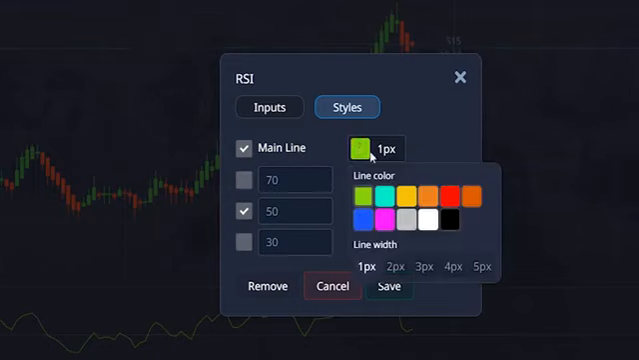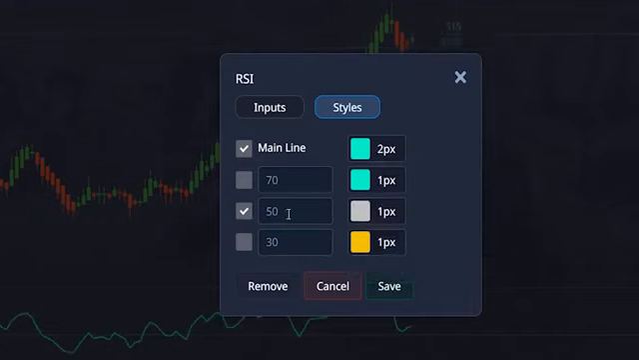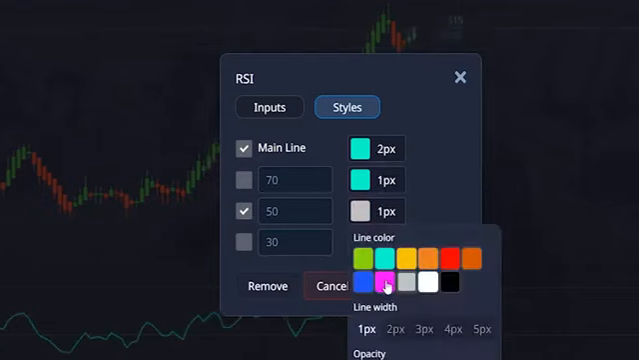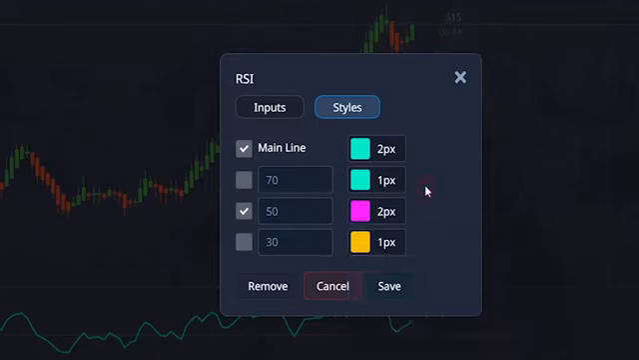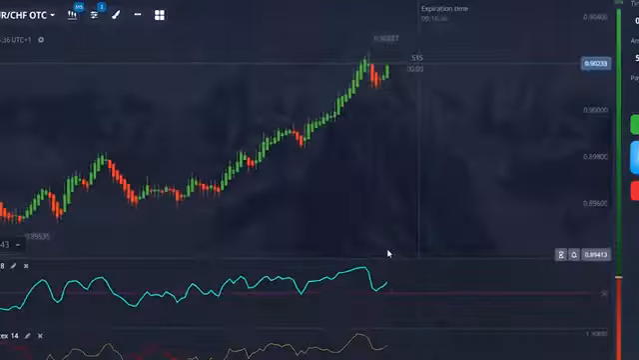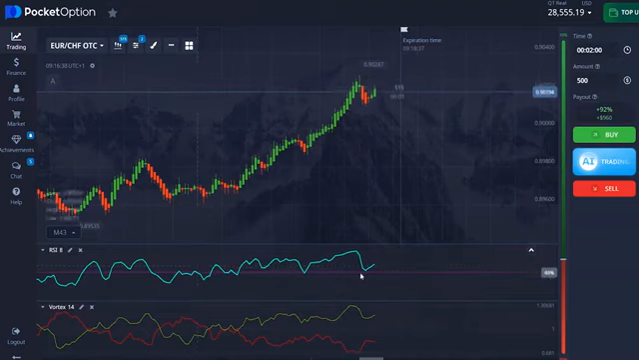Right at this particular level, we're going to be making use of this particular color. I'm going to be using it on 2 pixels. We're also going to come over to the 50% line, and we're going to be using a purple color, and we're going to be using it on 2 pixels. When you're done, just click on save. You should be able to have your RSI just like this.